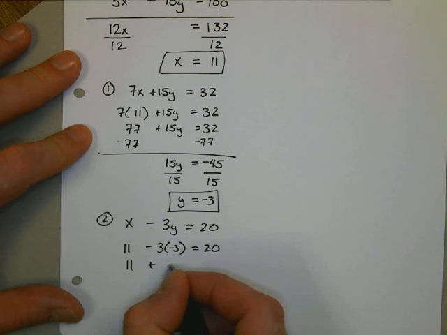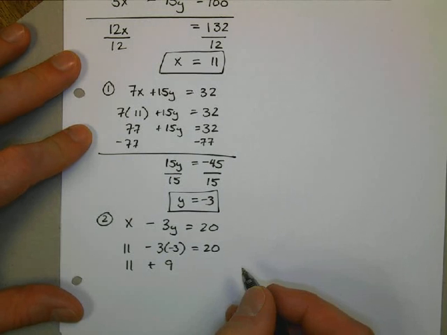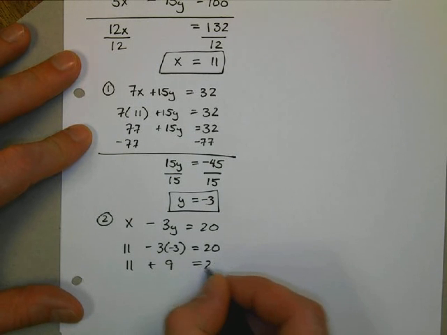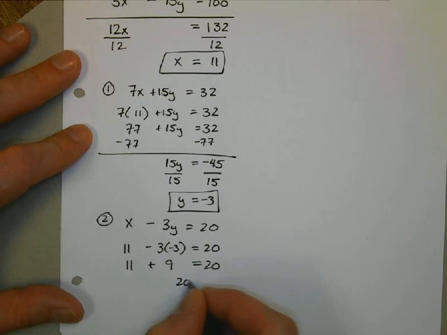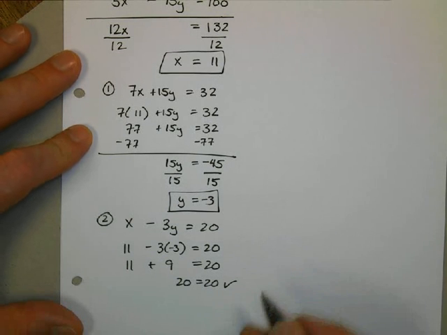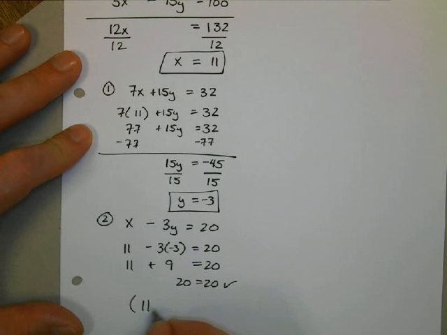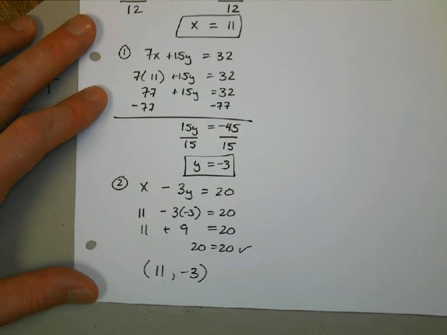My x value is 11. My y value is negative 3. I put both of those in and solve the equation. 3 times 3 is 9, and since they're both negative, it's a positive. So I get 11 plus 9, which is 20, and the problem checks. So my answer is 11, comma, negative 3.